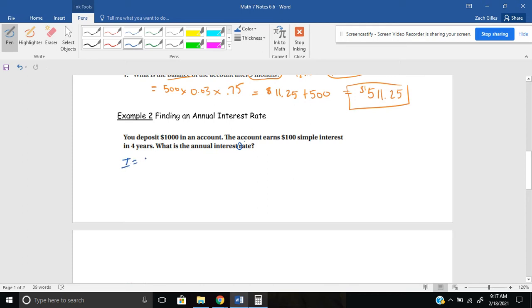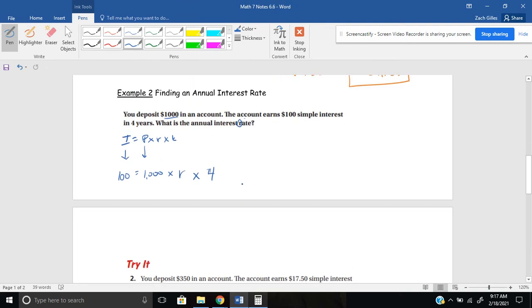So interest equals principal times rate times time. We know how much we earn in simple interest. It tells us $100. We know the principal. We start out with $1,000 in our account. Times, we're looking for what our interest rate was, so I'm just going to leave it as R, times, I know the amount of years is 4 years. So now this turns into an equation where we know 3 out of the 4 pieces of our puzzle.